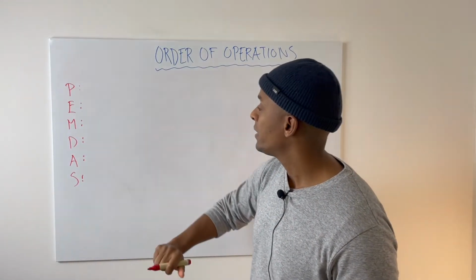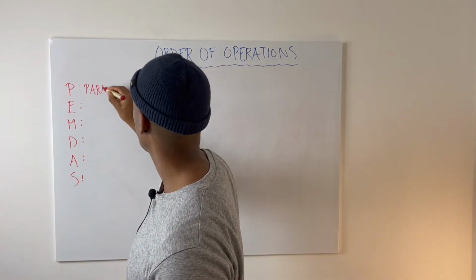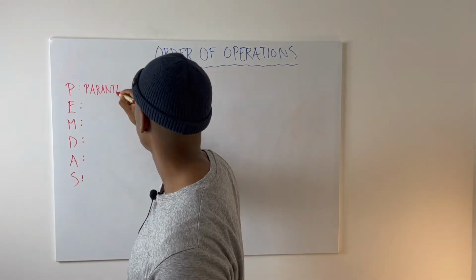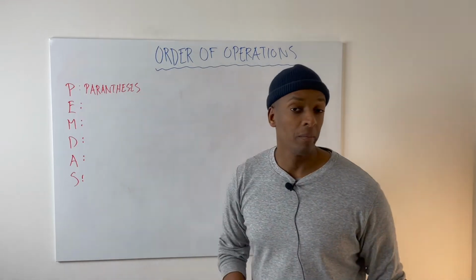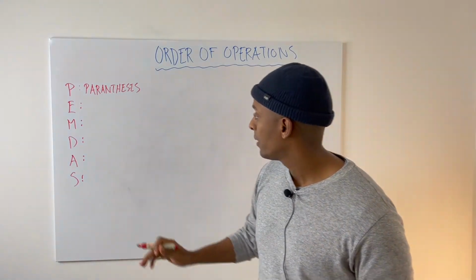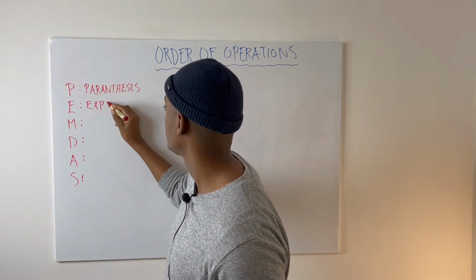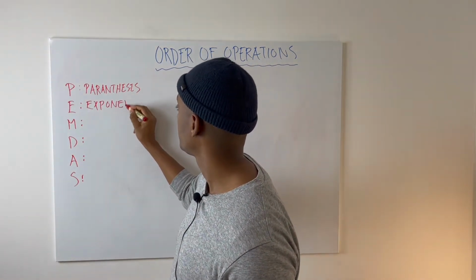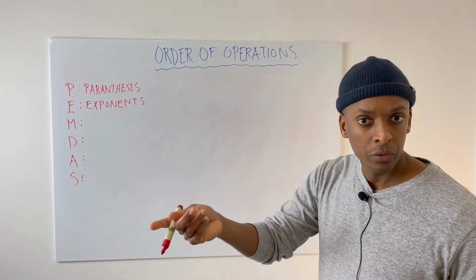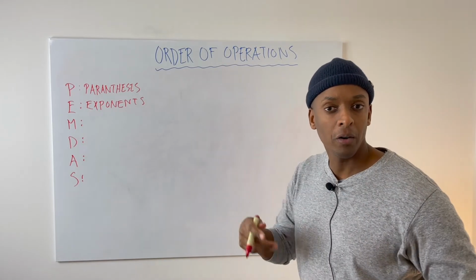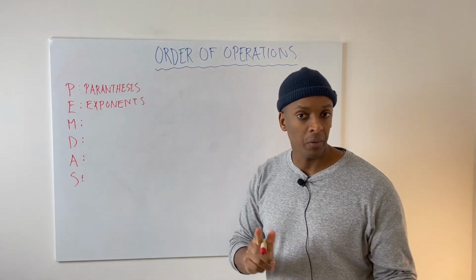And the P stands for parentheses, or the way I like to call them, brackets, right? Secondly, we have exponents. You remember that? To the power of 2, to the power of 3, to the power of 4. If you don't remember that, please go to the video called Power and Exponents, where we talked about that.